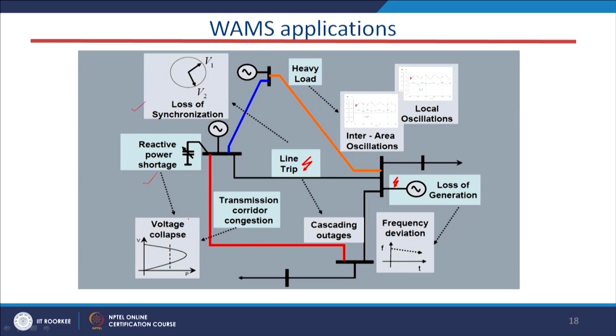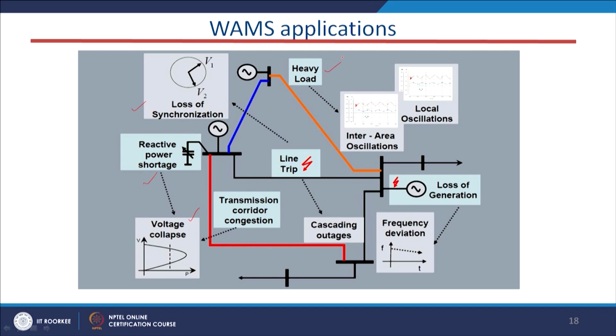And also, by looking at the voltage profile of each bus, which we are monitoring from time to time in a real time platform using this WAMS technology, we can always see whether the voltage profile is going to collapse at certain buses in the network. That is the voltage collapse status.